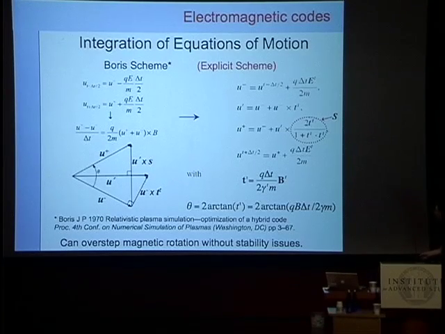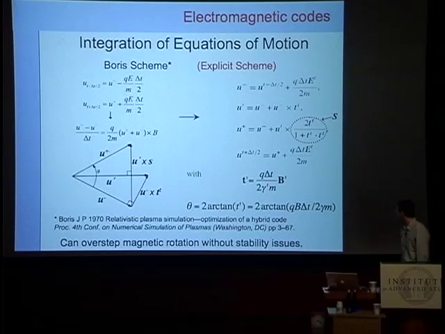It's not very hard. But the point is that the end result depends on this parameter t prime, which is related to the angle of magnetic rotation in one time step. So the angle of rotation is arctangent of this t prime, where t prime is defined as q delta t B over gamma m. So this is related to the gyration of a particle in the magnetic field, as you can see. This is just how much phase it accumulates in magnetic rotation.